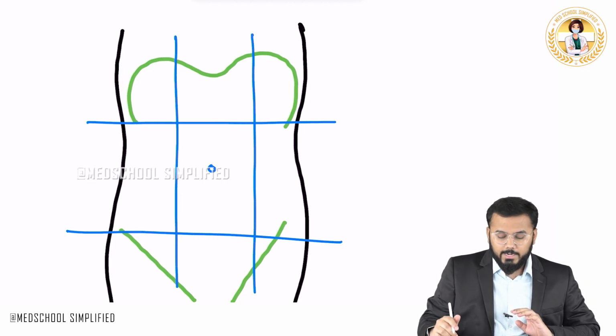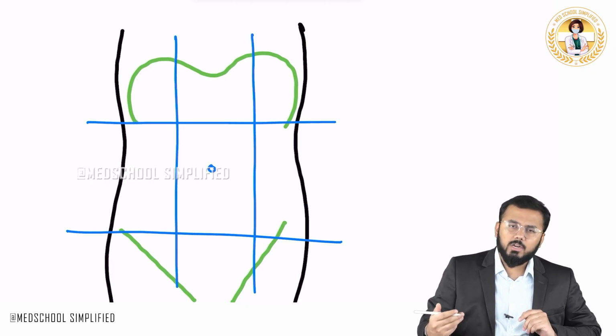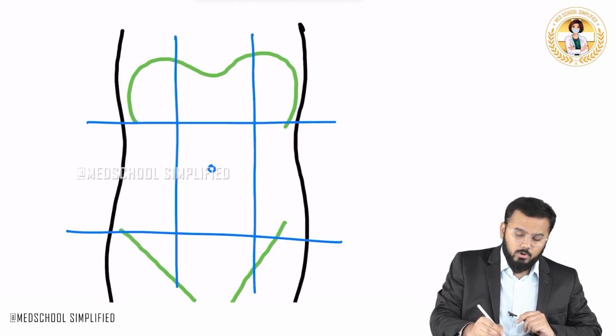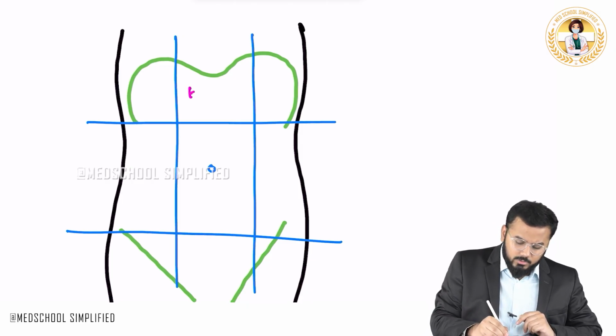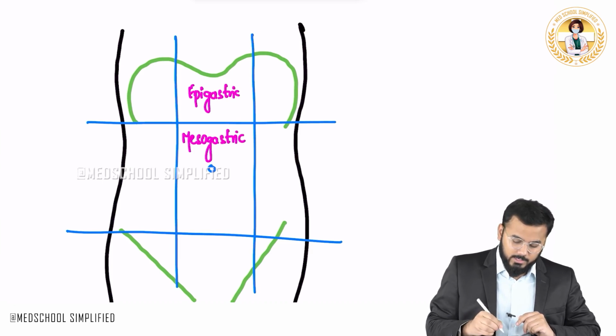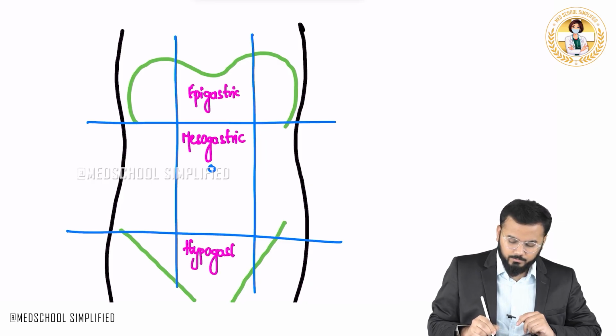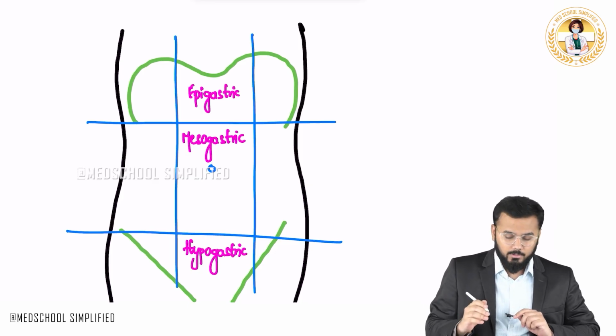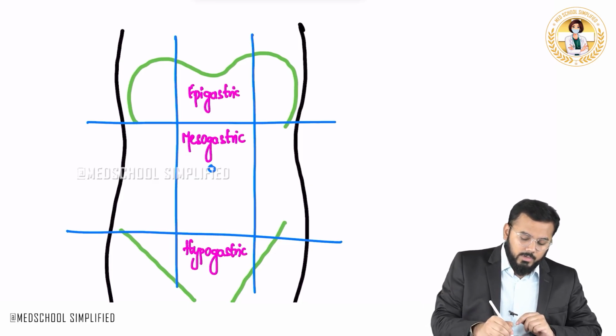Now let us name these regions and then we shall write down the organs that are located in these regions. All of you should know that this region is called the epigastric region. And this region is called the mesogastric region. Epigastric, mesogastric. And the next one is called the hypogastric region. Okay, and this one over here is called the right hypochondriac region and the left hypochondriac.